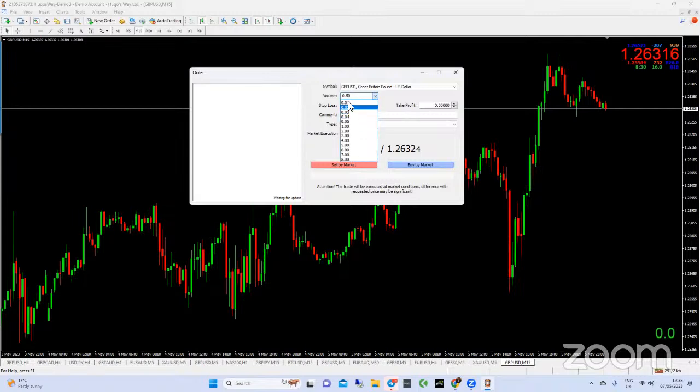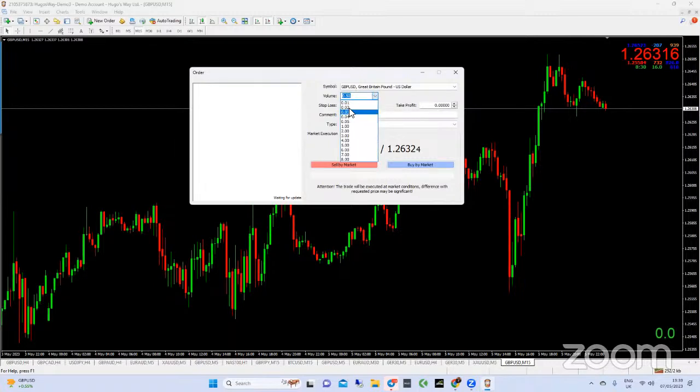0.01, 0.02, 0.03, 0.04, 0.05. And guess what? It jumps to 1.0. So from the micro lot sizes, it jumps to a standard lot size, which is a huge jump. Guess what, guys? You don't have to go with that, because you can type in what you want to trade with. You don't have to necessarily use the drop down.